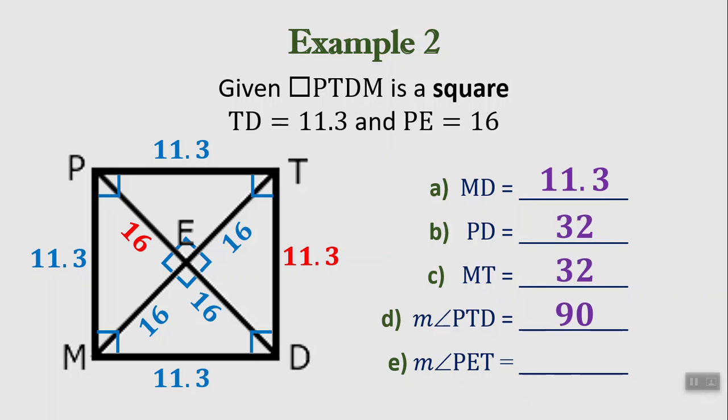Now it's asking about PET. PET is one right here. So that's this angle right here, and that's one of the angles where our diagonals meet. We know that's also 90 degrees, so I can write that in there.